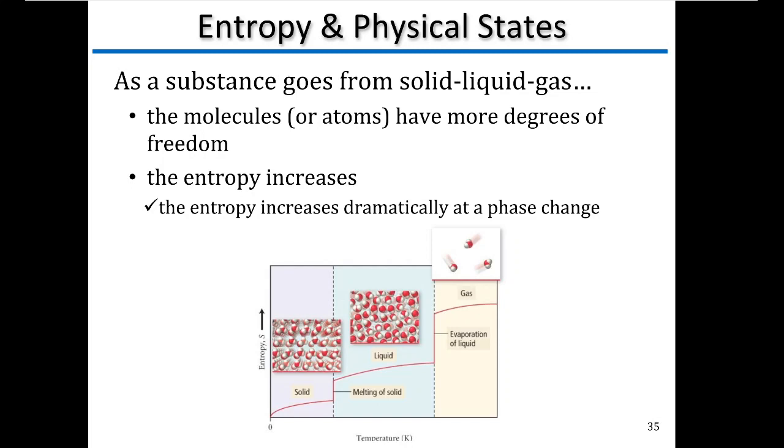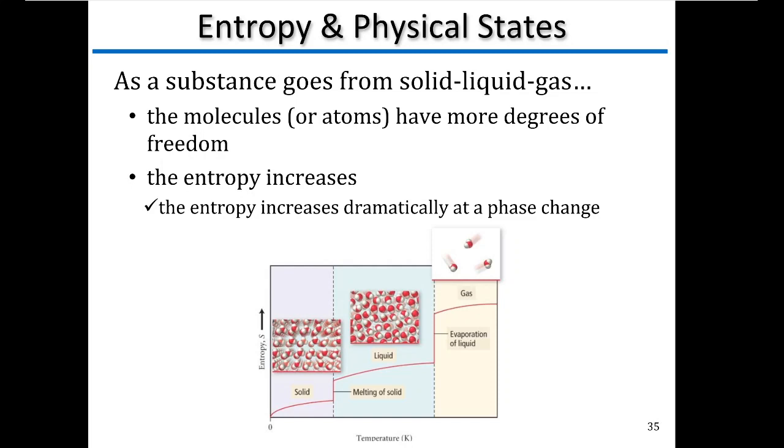The next one. We're talking about entropy and physical states. As a substance goes from a solid to a liquid to a gas, what happens? The first thing, the molecules or atoms have more degrees of freedom. Why is that? If we look at our solid, remember that in a solid, we have molecules that are very closely interacting with each other. So much so that they actually don't have any freedom within the solid.